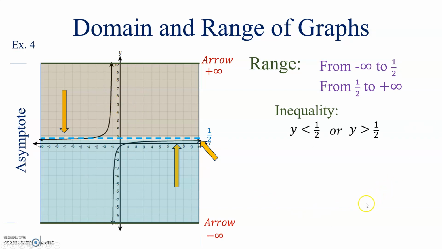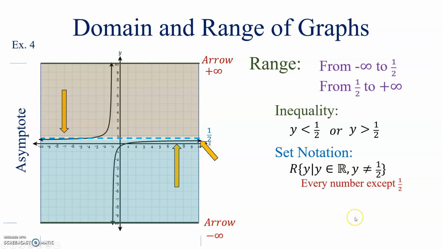There's our inequality. Set notation, same thing as I did before, shows that y is all the elements of the real number set, but you can't have 1/2. That's basically what it says. Every number except a half. And then finally, interval notation. We'll do the same thing we had here with the union. So there's the blue from negative infinity to 1/2. Notice there's the parentheses, and 1/2 to infinity.